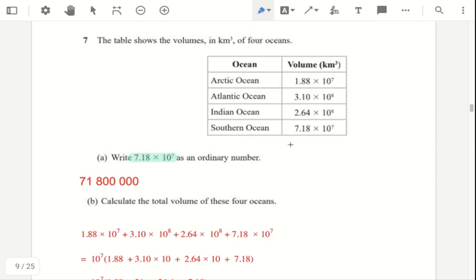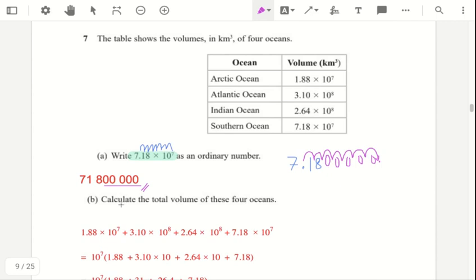So 10 to the power 7 is basically 10, 1 followed by 7 zeros, right? So we will do 1, 2, 3, 4, 5, 6, 7. So fill up all the zeros. So let's do it, 7.18. Okay, so let's move the dot 7 times. 1, 2, 3, 4, 5, 6, 7. So it should be 7, 1, 8, and then the zeros. So this is the final answer, the ordinary number. Okay, so because the dot I've shifted here.